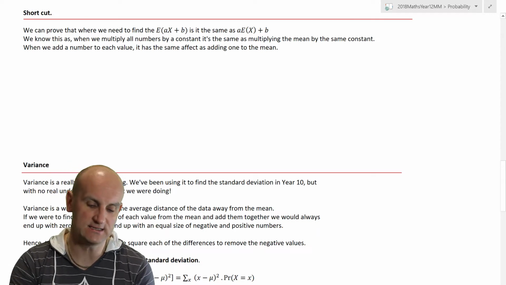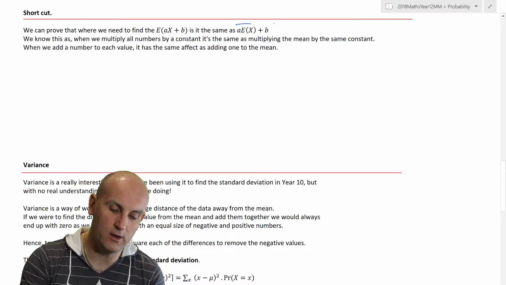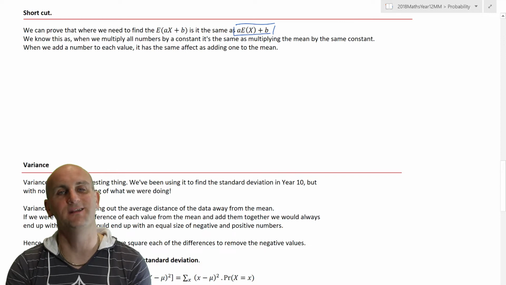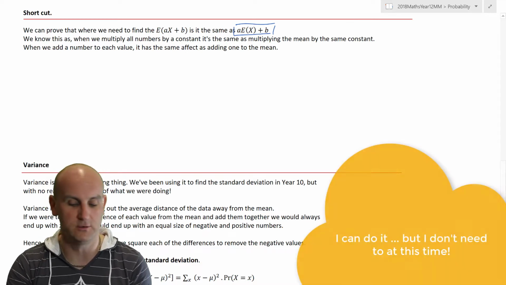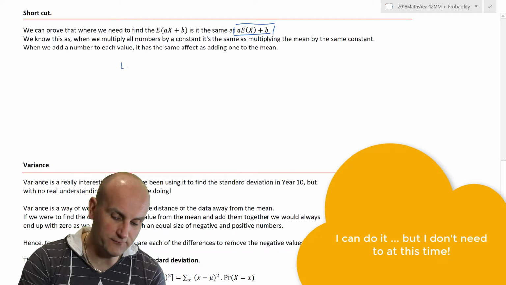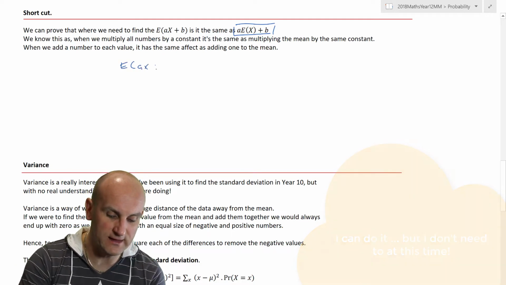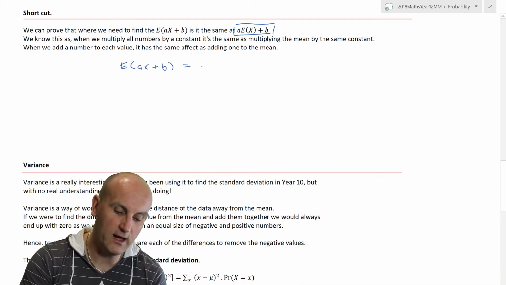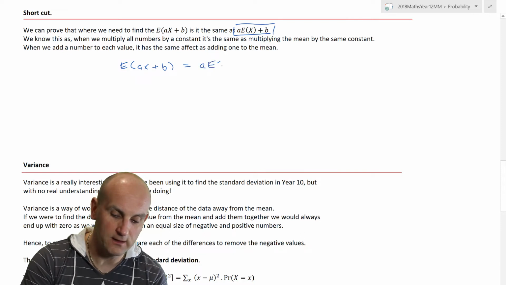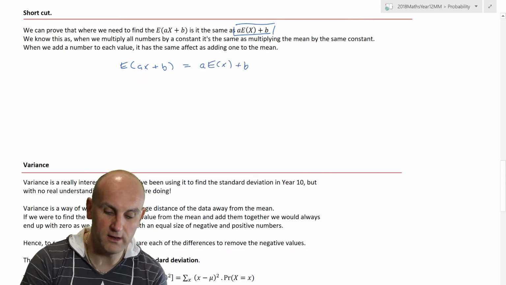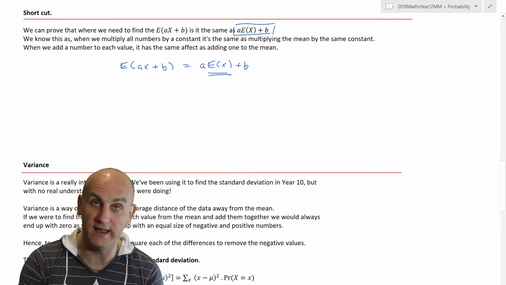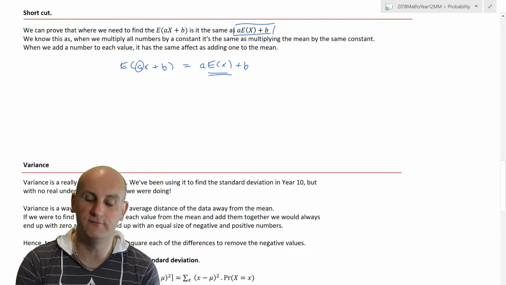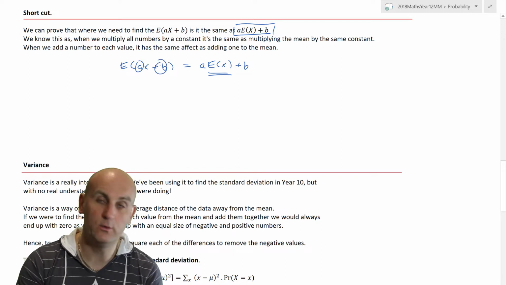And I'm going to say, yes, because what theory suggests, and actually proving this is a bit beyond this video, and in fact probably the course, is that if I want to find the expectation of a times x plus something, I can do a times the E of x plus that something. So if I've already worked out the expectation of x, I can just multiply by whatever that value is, and then add whatever that value is.